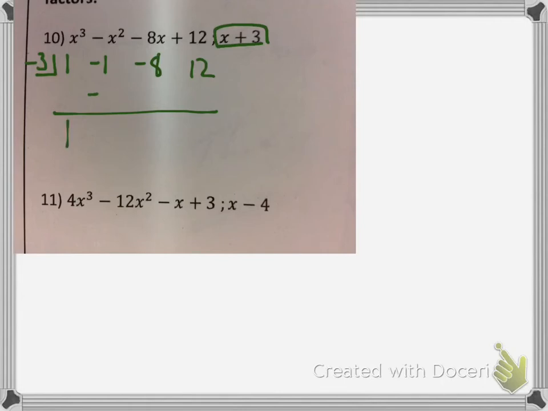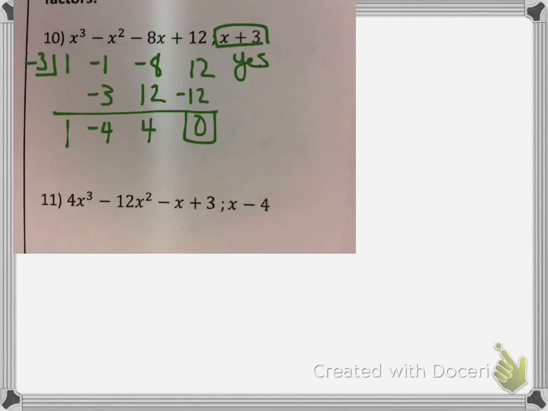So 1, 1 times -3 is -3, that's -4. -3 times -4 is +12. -8 plus 12 is 4. -3 times 4 is -12, and I get a remainder of 0. So since I have a remainder of 0, my answer is yes, this is a factor.